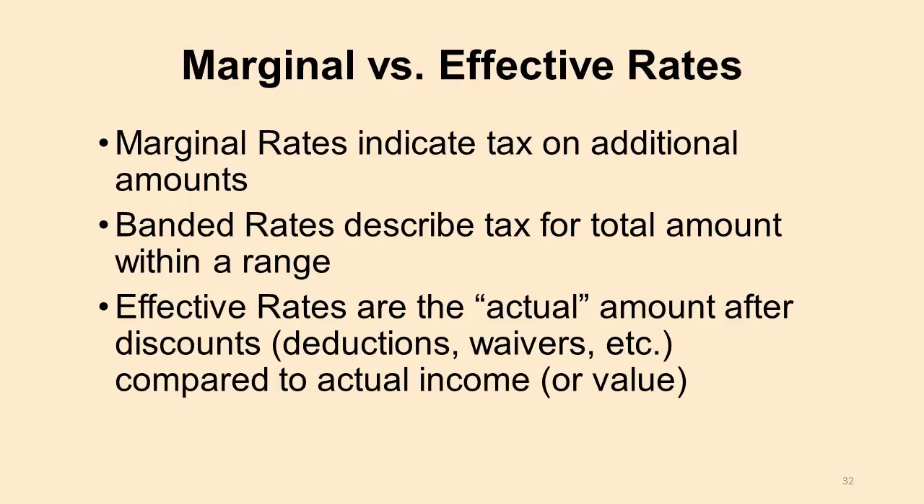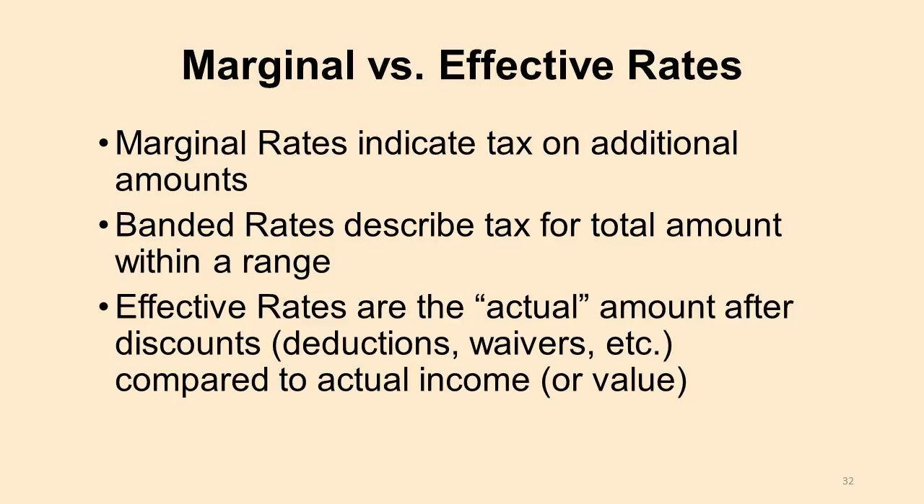Marginal versus effective rates. Marginal rates are talking about groups of amounts that are climbing: 0 to 10, 11 to 20, 21 to 30, 31 to 40. Okay? If you are at 38, you don't pay 38. You pay 0 to 10 plus 10 to 20 plus 20 to 30 plus 30 to 38. So you're paying in those bands or groups, brackets.